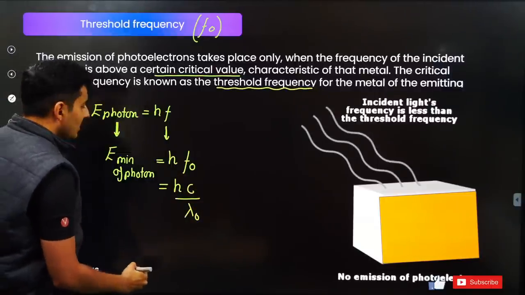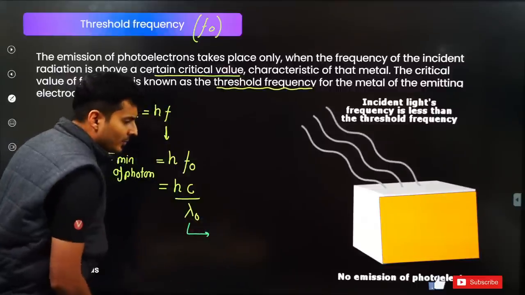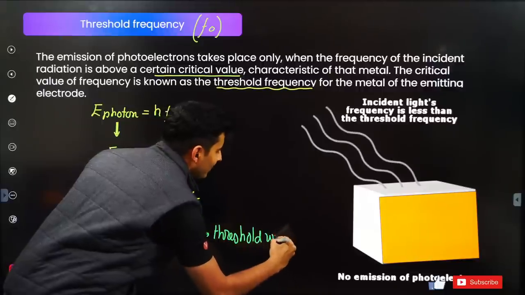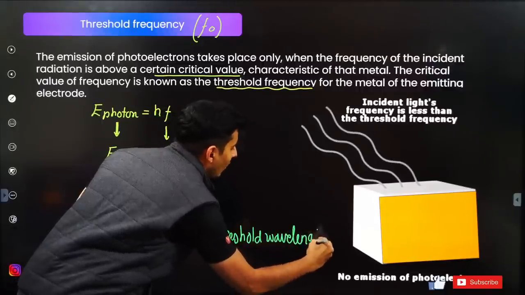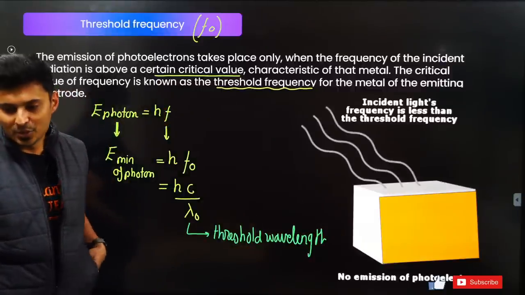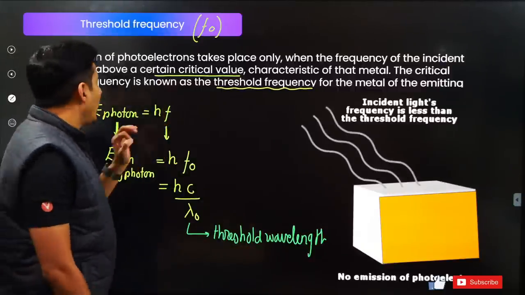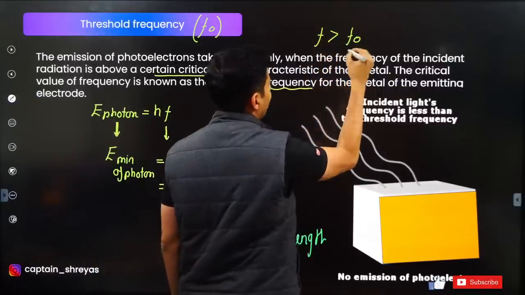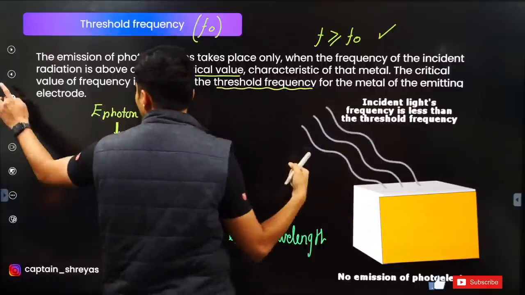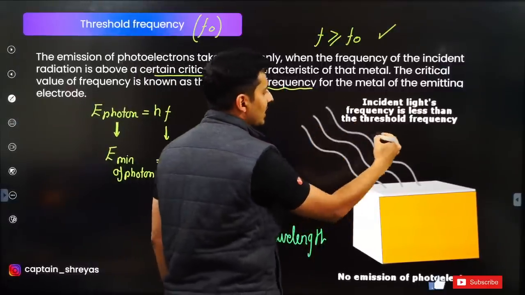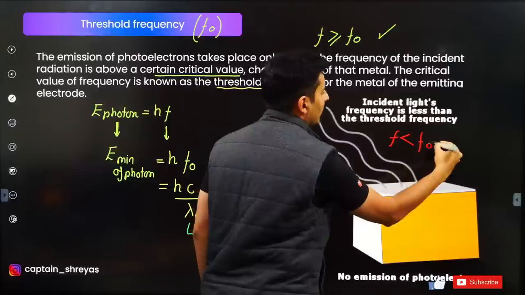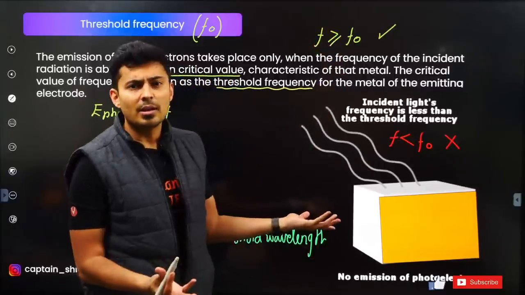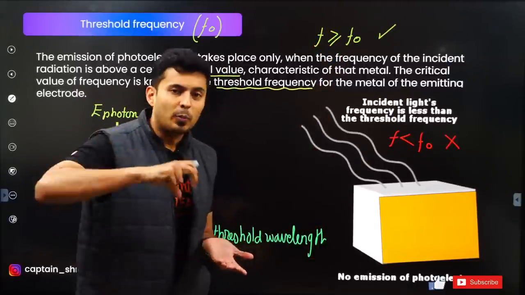Can you guys guess what is this lambda naught called? Obviously, this will be called the threshold wavelength. This will be called threshold wavelength, of course. Is that clear, my dear students? Yes. So photoelectric effect occurs when frequency is more than f naught, then it occurs. If by chance f is less than f naught, then it doesn't occur. You can see over here, light is falling, still nothing is coming out, because the energy of the photon is not enough to pluck it out.